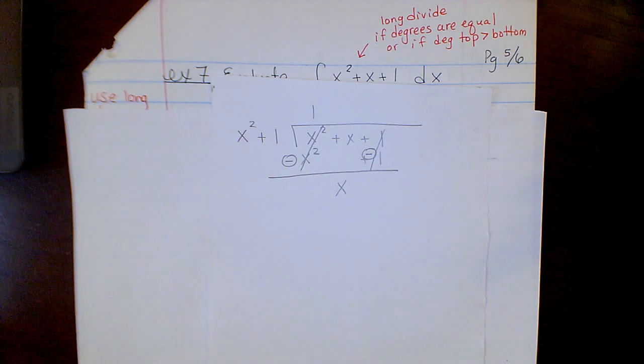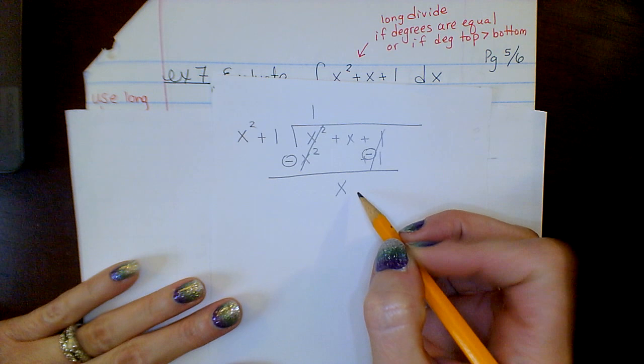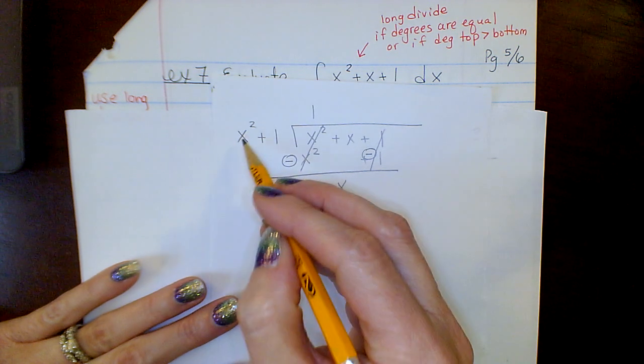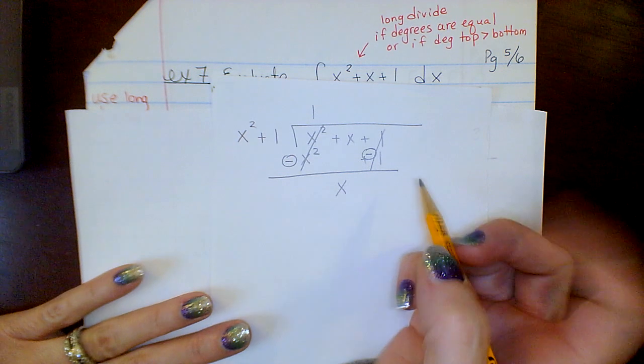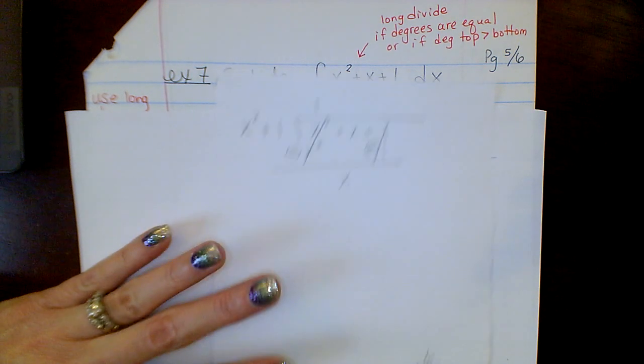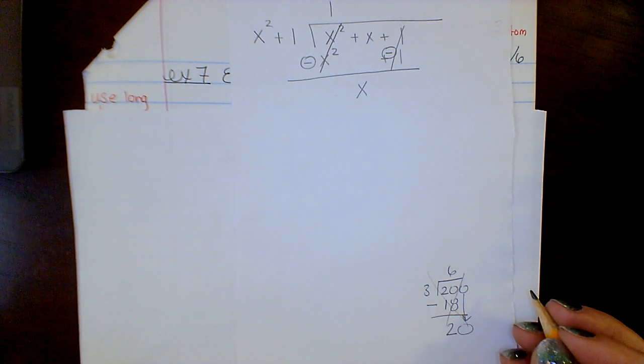Now, just like with normal division, once this number is smaller than this divisor, in this case, the degree is smaller than that of the divisor, you're done. Now, let me show you how we're going to write this. That was a bad example because it's a repeating one, so maybe not.